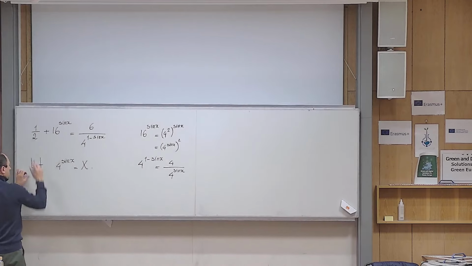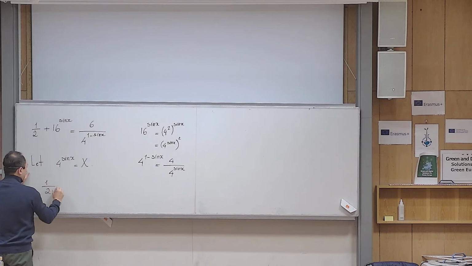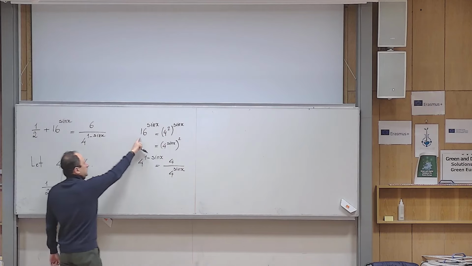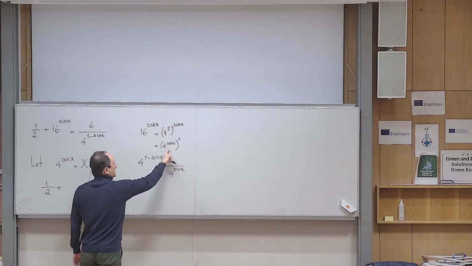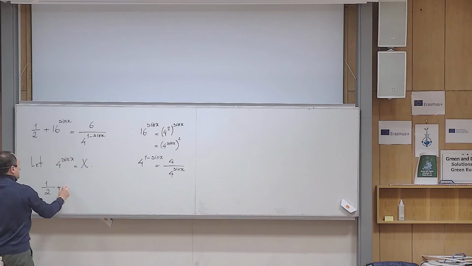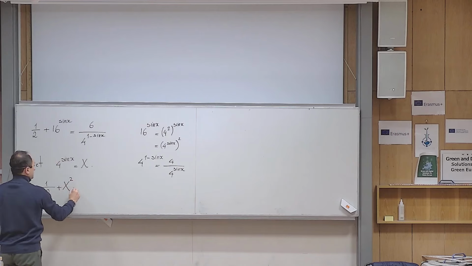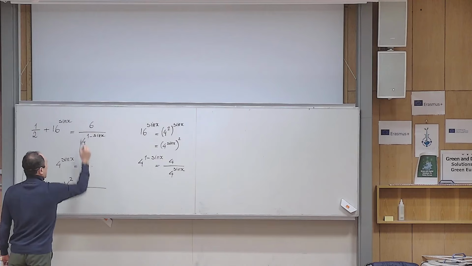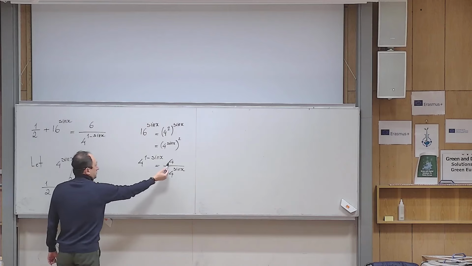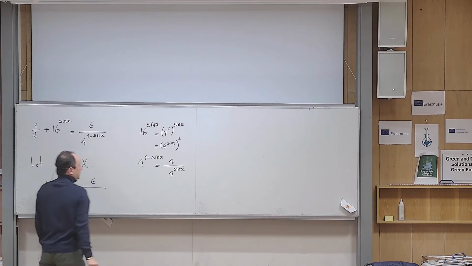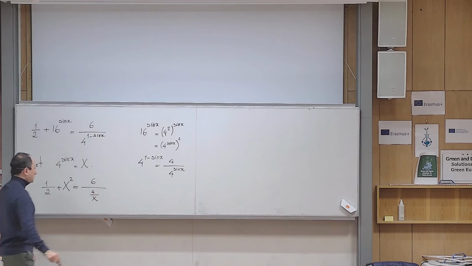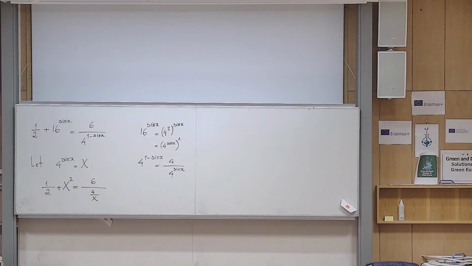So I rewrite this equation: 1 over 2 plus, I just told you 16 to the sine x is this, but I call this capital X and I have an exponent 2, so this becomes nothing except capital X to the power of 2. And on the right hand side I have 6, and then here I can write it as 4 divided by capital X. Okay, and that is a very simple equation to solve.